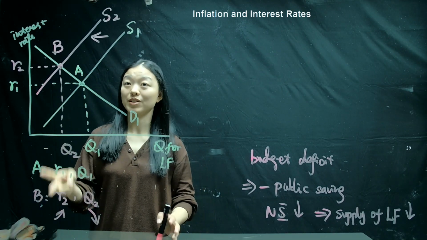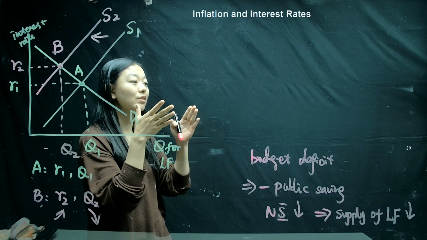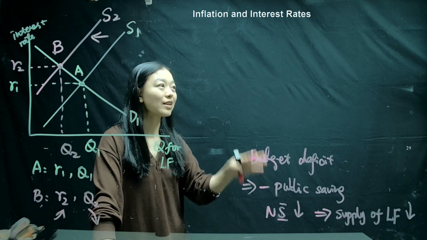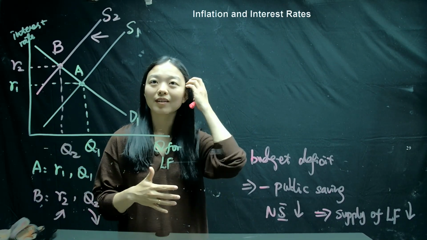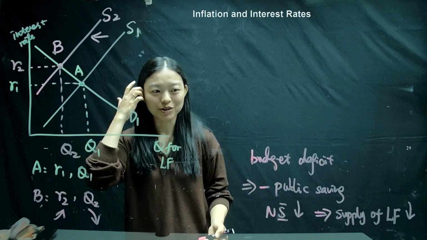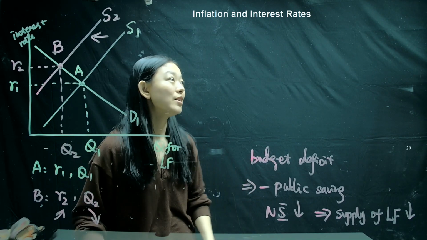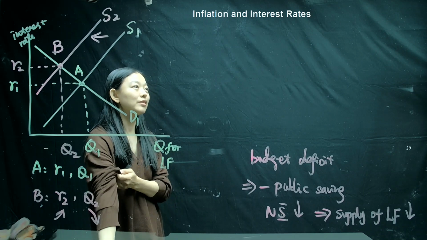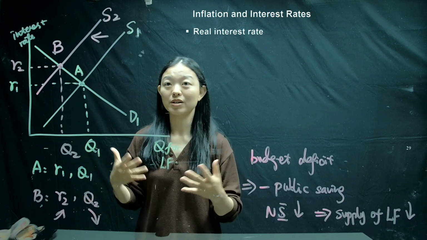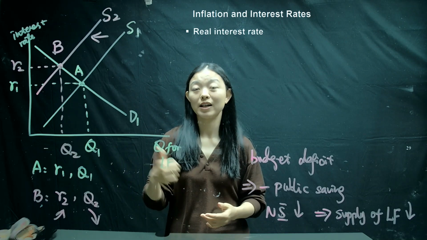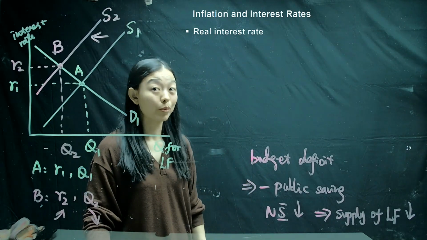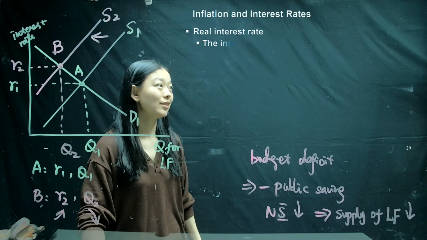Now we finish two parts of this chapter. Let's move on to the last part of this chapter: inflation and interest rates. Actually, this part is just a reflection of what we have already learned in chapter 11. When we talk about interest rates, there could be two types, right? Real interest rate and nominal interest rate. And I already told you we will focus more on the real interest rate.